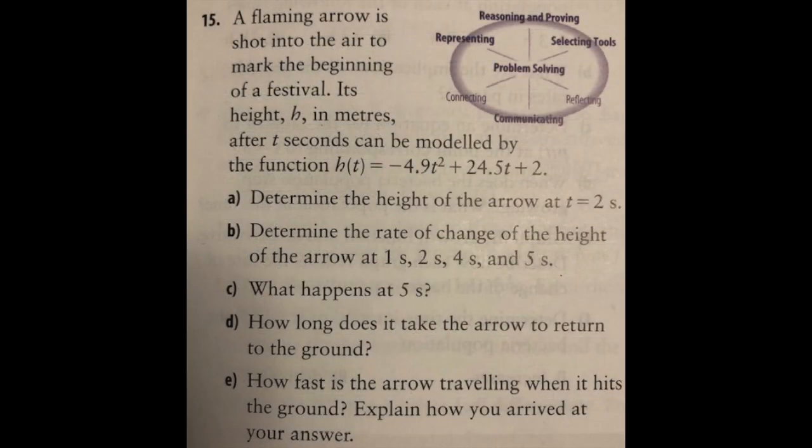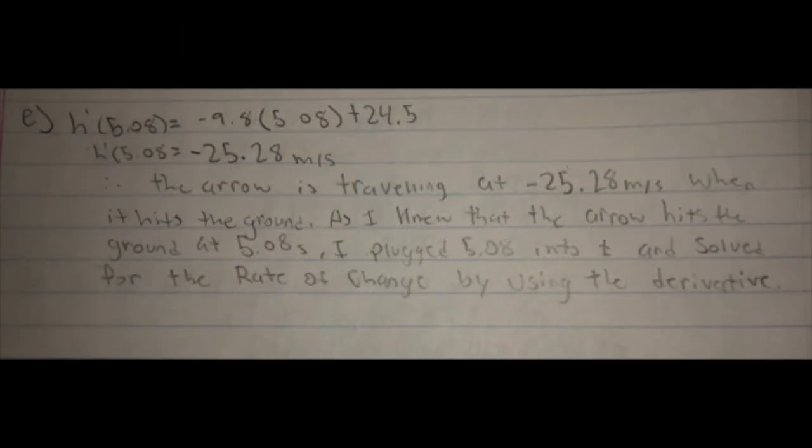Now, E asks us how fast is the arrow traveling when it hits the ground. As we did for part B of the question, we must use the first derivative, which we have already found, and plug in the time when it hits the ground, which we just found in part D, to solve for how fast the arrow is traveling when it hits the ground. By using the first derivative and plugging in 5.08 for t, we can find that the arrow is traveling at negative 25.28 meters per second when it hits the ground.